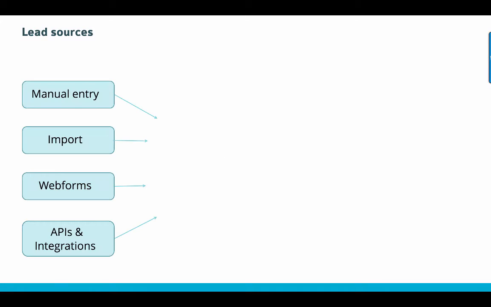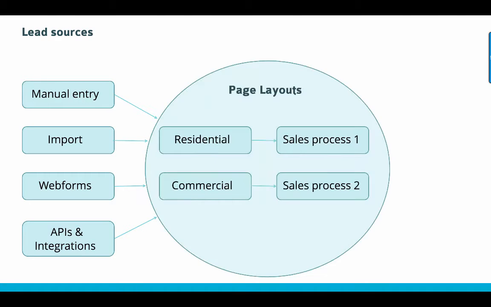To just give you a quick idea, I've listed down the lead sources. So regardless of whether the leads are from web forms or via manual entry or import or APIs and integrations, when leads get into Zilker accounts CRM, they get categorized into residential or commercial leads, and each set of leads will follow a sales process prescribed for it until they are closed, won, or lost. Let's see how this is possible in CRM.